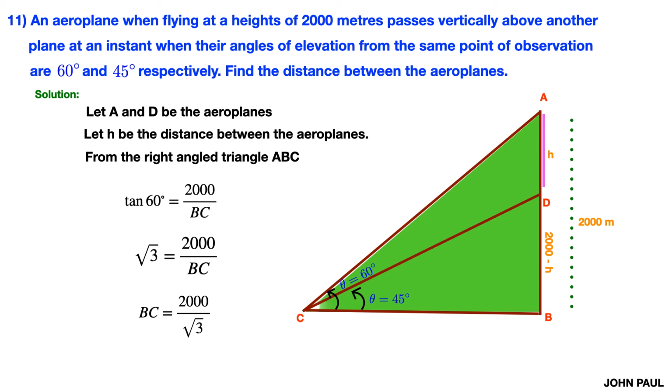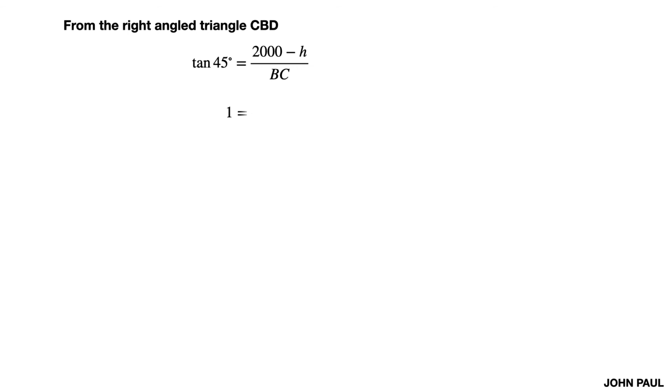Now we will consider the other triangle. Here the angle is 45 degree. By taking the right angle triangle CBD, tan 45 equal to 2000 minus h by BC. Tan 45 degree we know is 1. By cross multiplying, BC equal to 2000 minus h. We already found BC, that is 2000 by root 3.